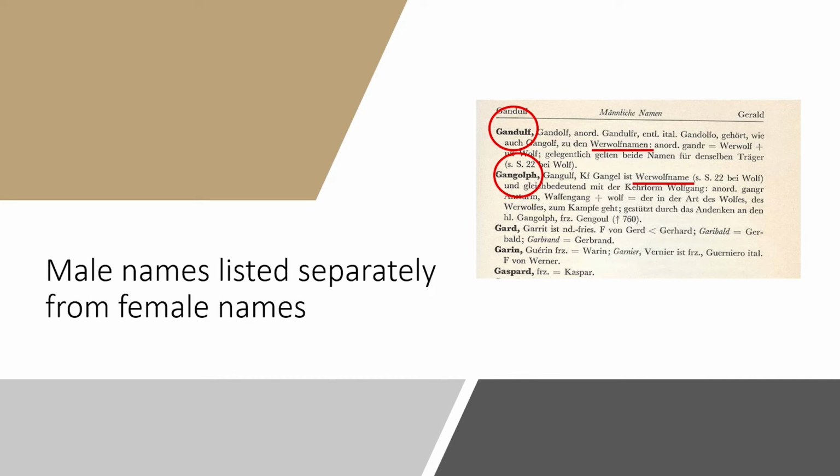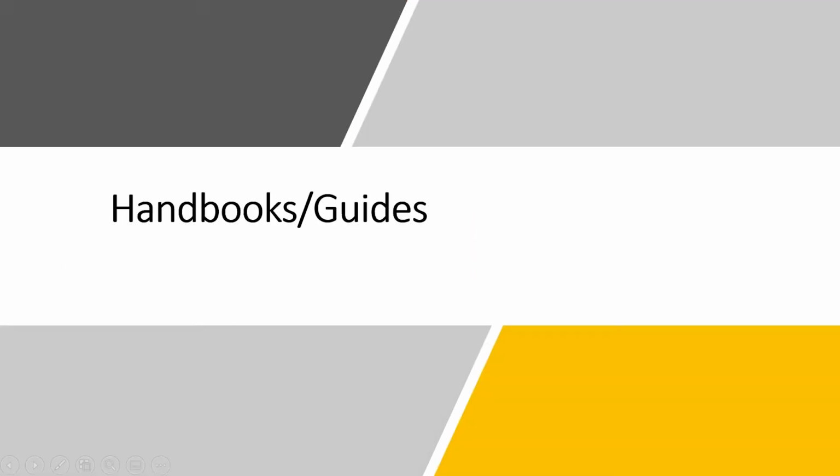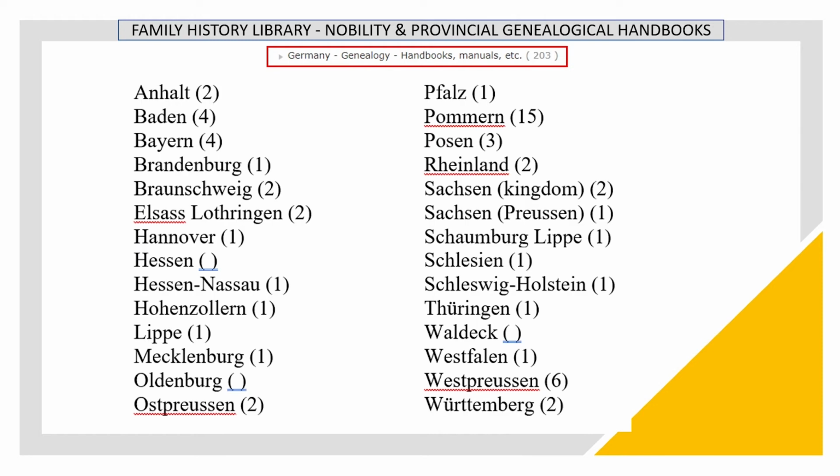This also includes the given name of Wolfgang. Handbooks and guides. In the handbook, several different handbooks and guides have been listed. The Family History Library catalog lists over 200 handbooks on German research. In addition, it shows that there are handbooks for nearly every nobility and provincial area.